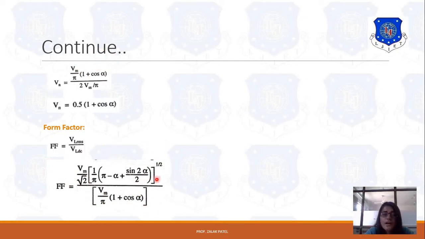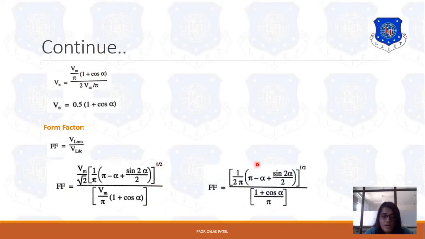So if we divide these two terms, then we can find the form factor by using this 1 upon 2 pi into pi minus alpha. This term remains as it is, pi minus alpha plus sine 2 alpha by 2, as it is. Here 1 plus cos alpha upon pi as it is. Only Vm will be cancelled out, and here there is no term of root 2 present. Here the power is 1 by 2, so ultimately it becomes root 2. That's why we write it like this.